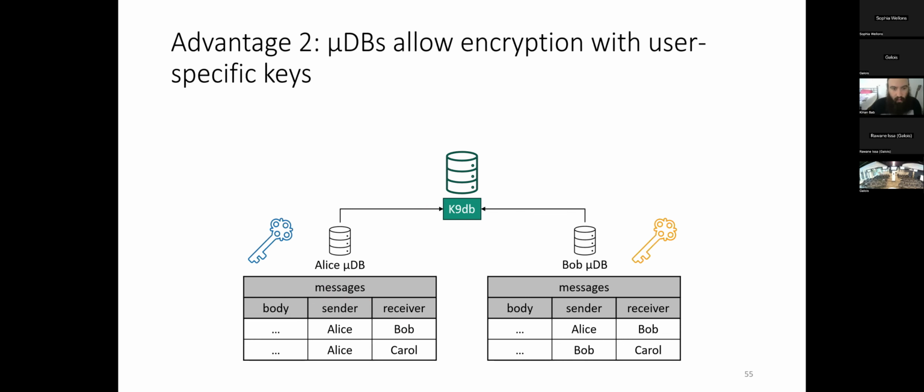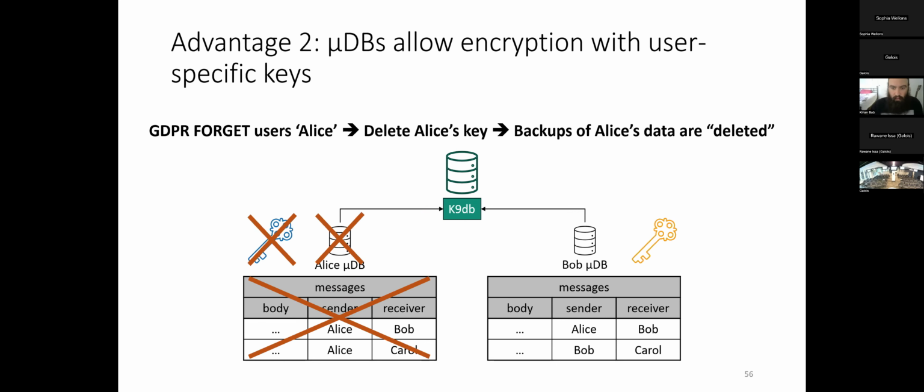Second, this allows K9db to use a different encryption key per each user. And this is important because this guarantees compliance in the presence of encrypted backups. If Alice requests deletion of her data, it is sufficient to delete her key, which causes backups of her data to be in effect deleted because you can't decrypt them anymore, the key's lost.